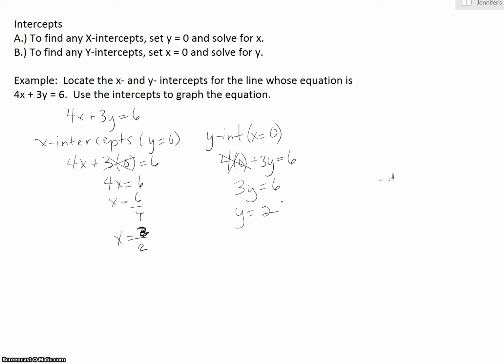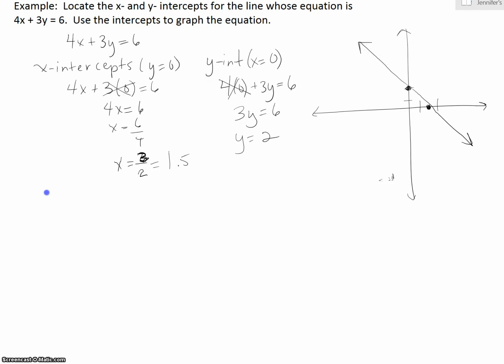So now we're going to graph the line using these intercepts. So on a graph, we want to graph y equals 2, which is the easy one, so we're going to go up 2, and there's 1 point. 3/2 is 1.5. So we're going to go to 1.5, and that is our x-intercept. And then draw the line between these 2 points. And we graphed using the x and y-intercepts.